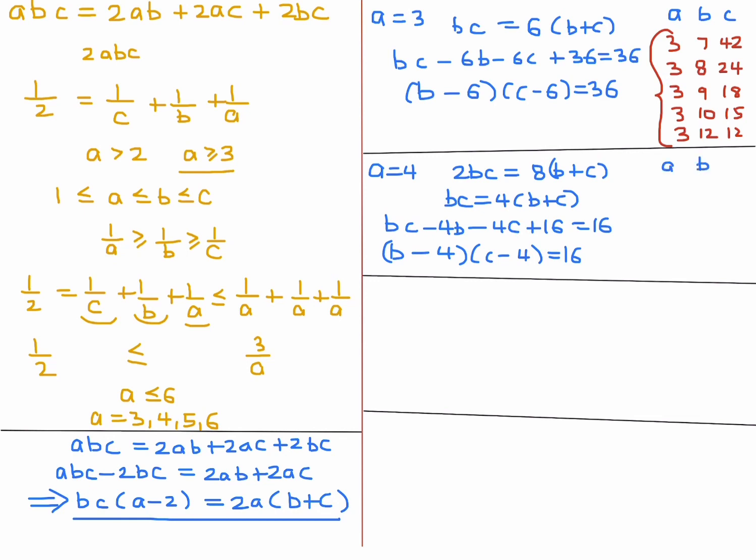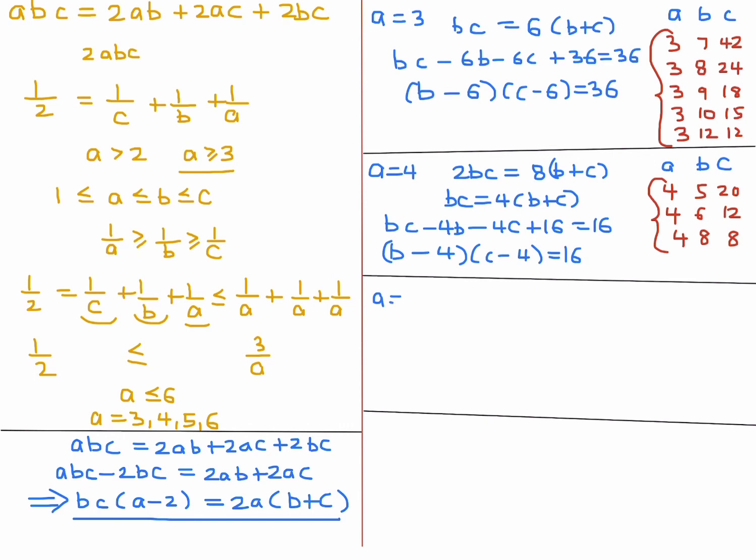So now let's figure out our ABCs here. And again, the hope is that doing this fancy algebra helps you figure out the ordered pairs. And you get 5 and 20, 6 and 12, and 8 and 8. And of course, A here is 4. So I got 3 ordered triples.